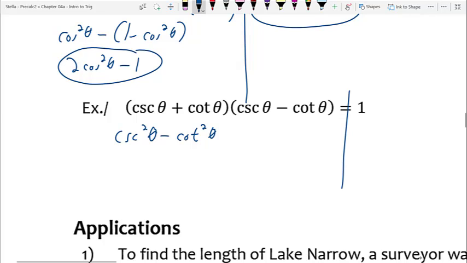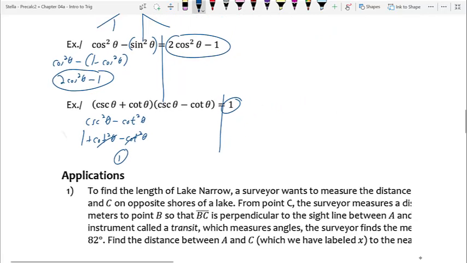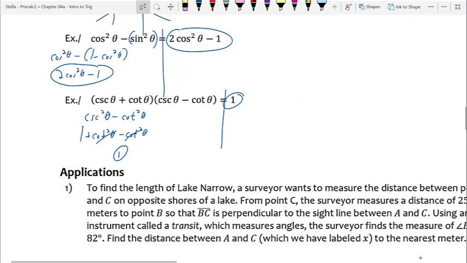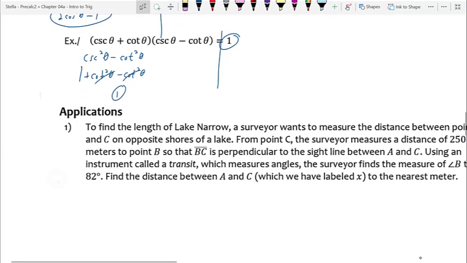Well, let's just use any of the identities we had before. I know that 1 plus cotangent squared is cosecant squared. So cosecant squared theta is 1 plus cotangent squared theta, minus cotangent squared theta. These cancel, and I get 1, and that's equal to 1. Okay, next thing are these applications.